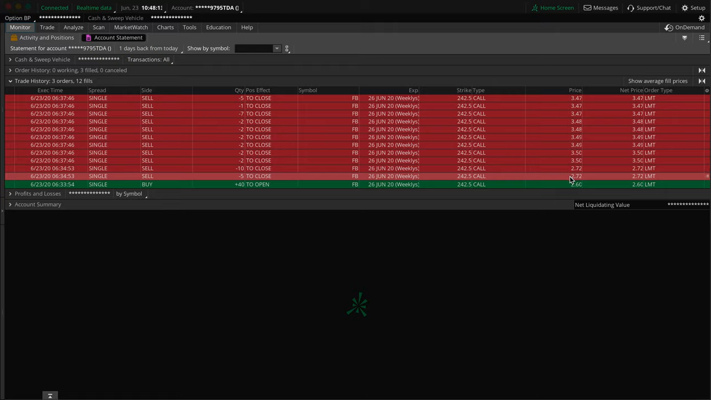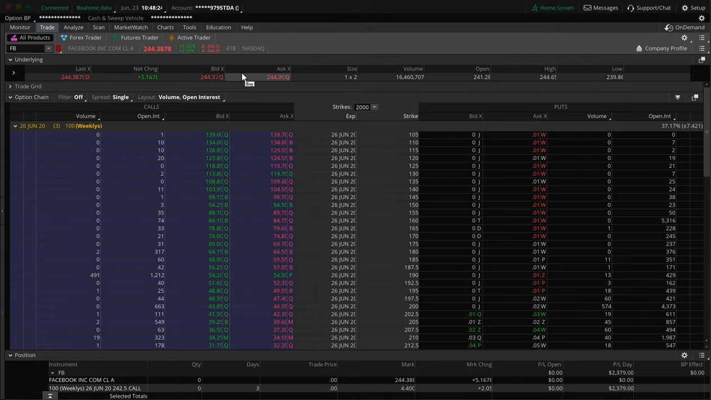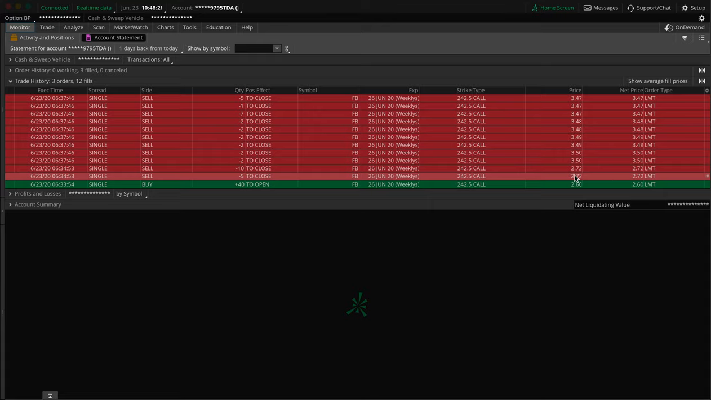Multiply that by 25, and that gives you $2,200. That's pretty much the profit that we had here. The total was $2,379. The extra $180 or so comes from that other 15 contracts that I sold for a 12 cent profit, a $12 profit each. But that's besides the fact.